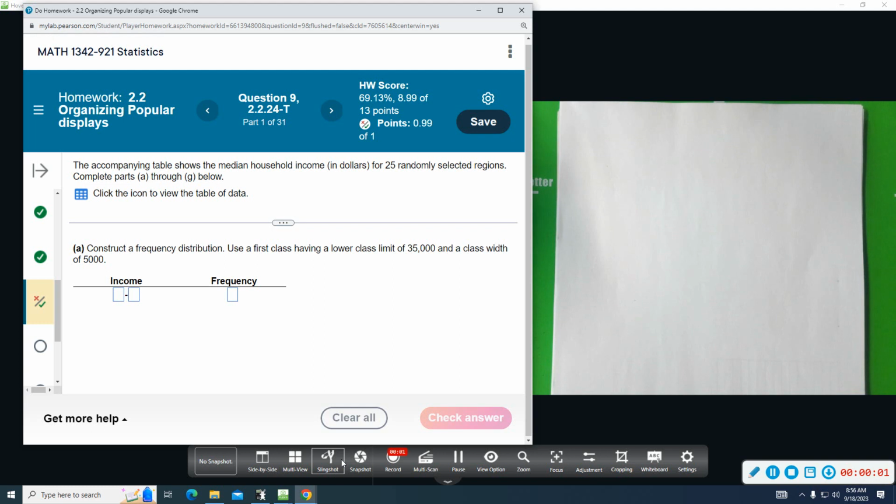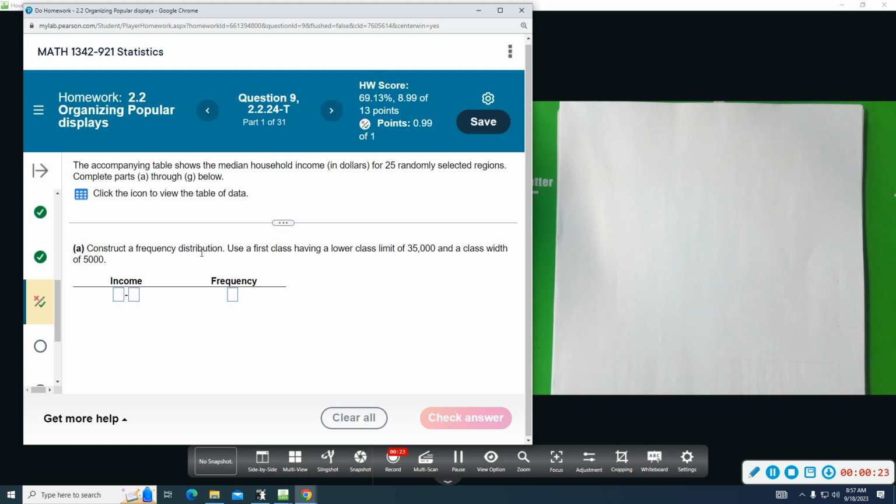All right, so this is question number 9. It's pretty lengthy. It has 31 parts. So to start it out, it says the accompanying table shows the median household income in dollars for 25 randomly selected regions. We're going to complete parts A through G. So we have a table. We're going to open that in just a moment.